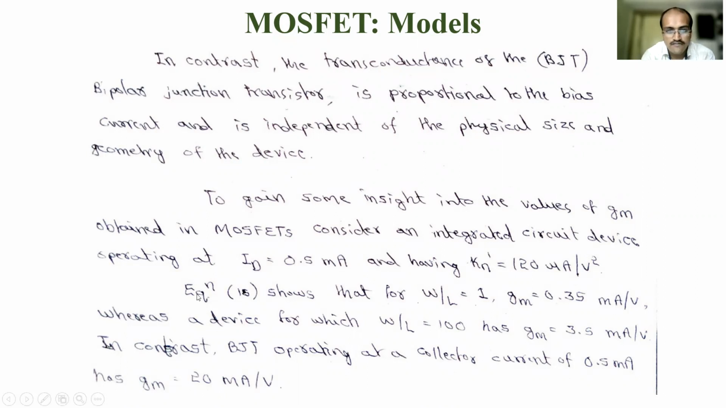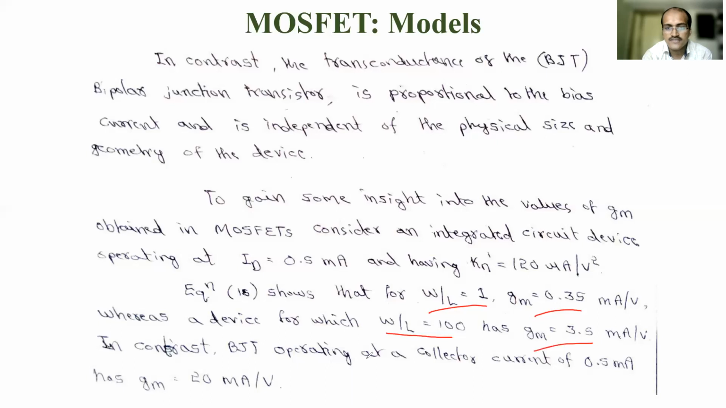So equation 18, which we have derived, shows that for W by L equal to 1, GM equals 0.35. Some values I have given. A device for which W by L equals 100 has GM equal to 3.5. So it shows the change in transconductance. If you take W by L equal to 1, you get this GM value; if you take W by L equal to 100, GM comes to this much.